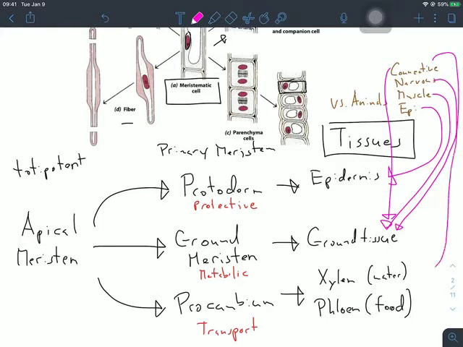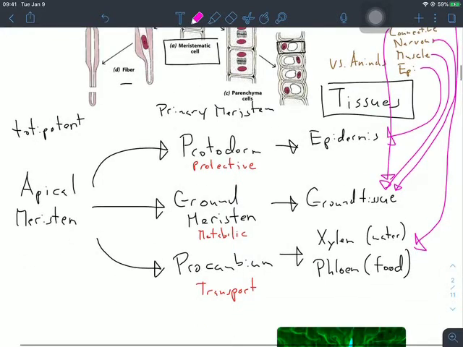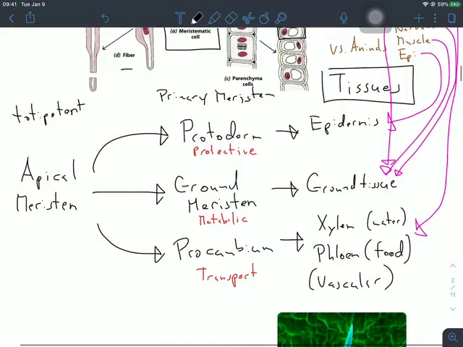And then for transport, the specific connective tissue of blood is similar in function, but very different in form from the vascular tissues, another name for these, the veins of a plant. So the epidermis, the ground tissue, and the vascular tissue in the form of xylem and phloem.